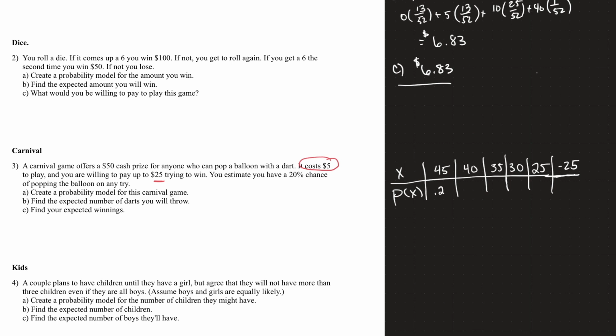If you pop the balloon at a 20% chance, whenever you get to your second, third, fourth, fifth darts, you have to remember, in order to get to the second dart, what happened on the first dart? You had to miss it, right? So if I'm going to throw the second dart, it's going to be 0.8 times 0.2. Darts are independent. It's 20% every time. That means there's a 20% chance that I pop the balloon. There's an 80% chance that I miss the balloon. And so I kind of have to keep that in mind.